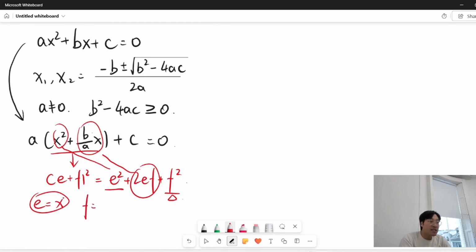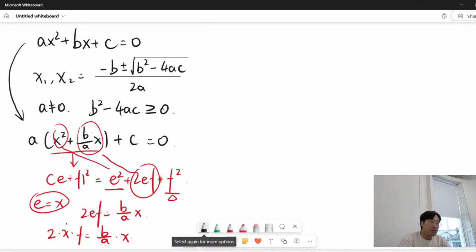But since e is x, and 2ef is b over a times x, from here we can know that 2x times f is b over a times x. These x can be cancelled out. So after doing that, you can see that 2f is b over a. So f in this equation actually refers to b over 2a.